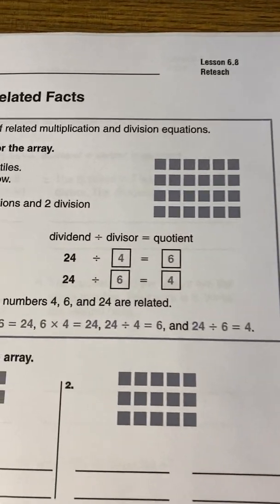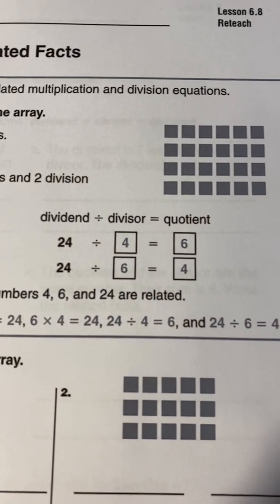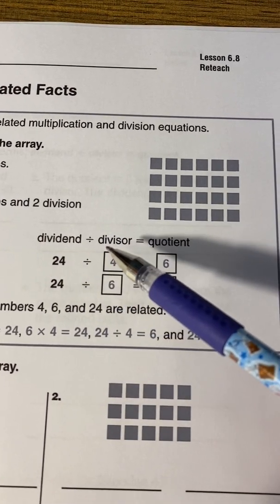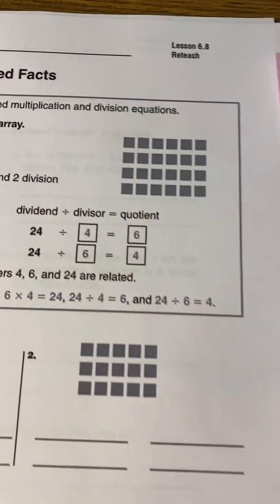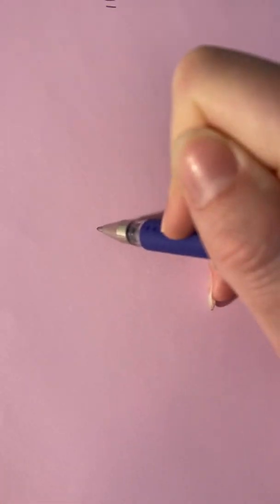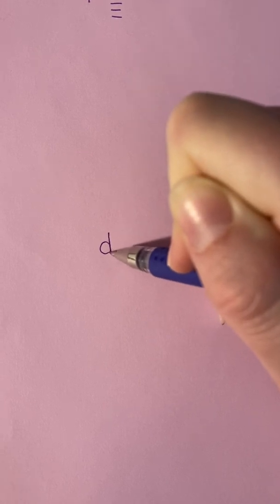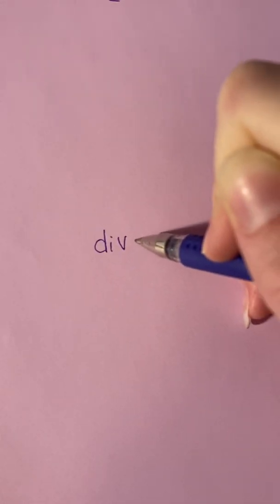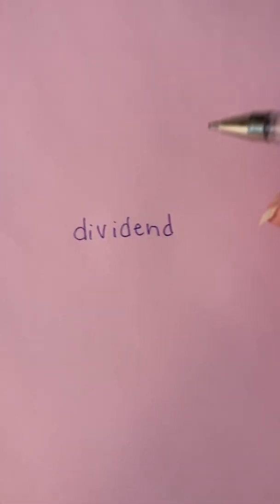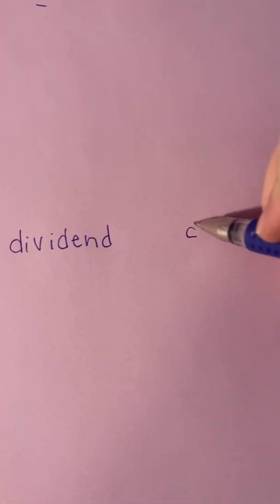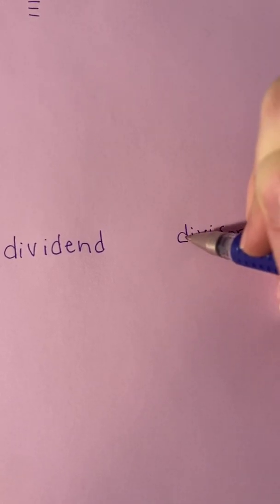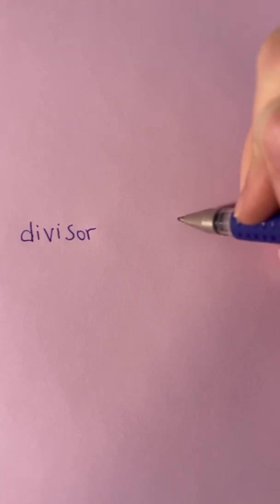Going on to the division side of the chart here on lesson 6.8, we have the words dividend, divisor, and quotient. So notice with this one, we have 3 words we need to learn. We have dividend, divisor, and quotient.